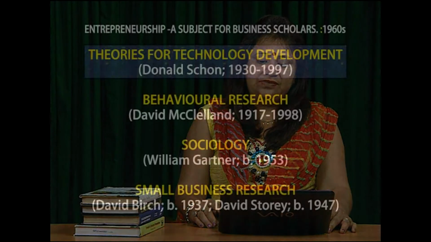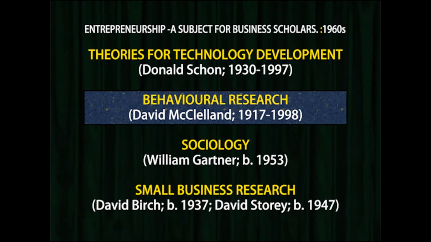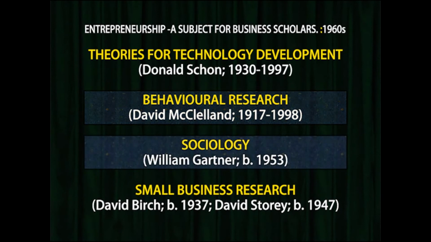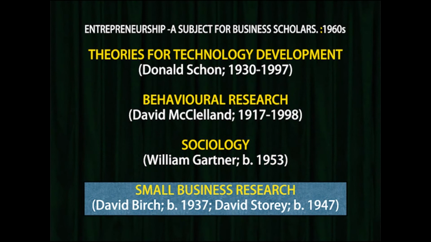The research of various scientists related to various areas: first, we have Donald Cohn, 1930 to 1997, who gave the emergence and the relation of theories of technology development. We have David McClelland, 1917 to 1998, who designed the behavioral research. We have William Gartner, from 1953, designing sociology. We have David Birch and David Storey, in 1937 and 1947, who designed small business research. So this kind of research is an important parameter for entrepreneurship as an art to be studied.